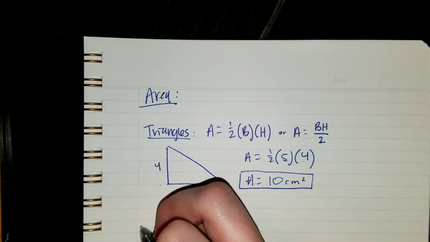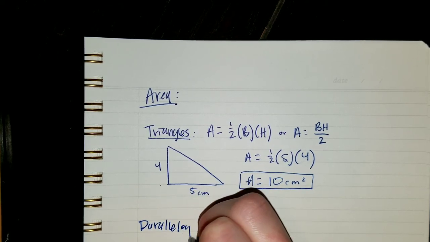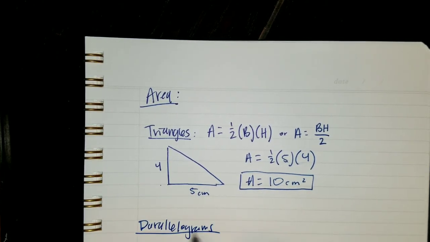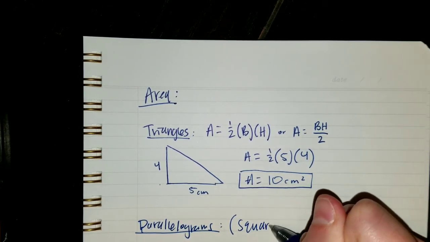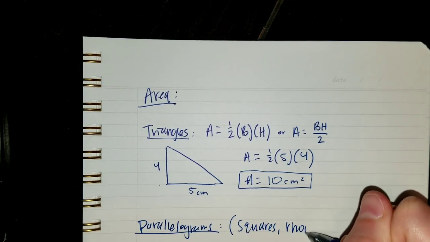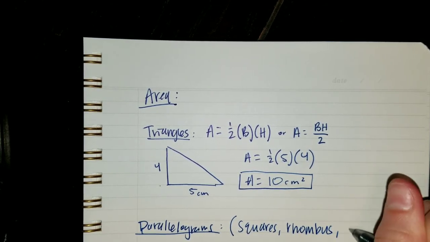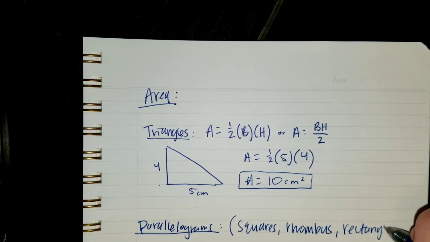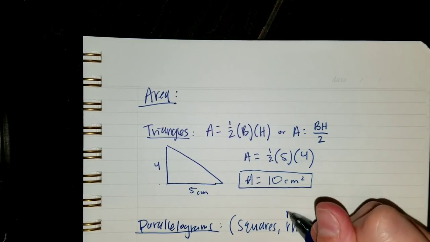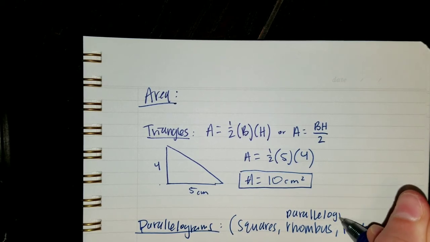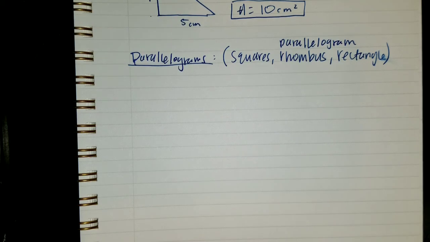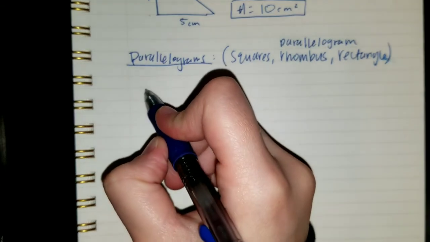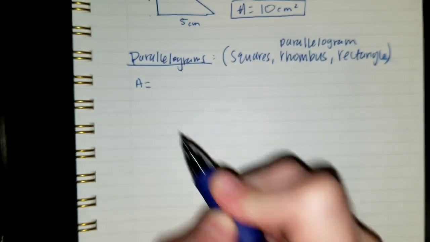Next we're going to talk about parallelograms. Remember, the types of parallelograms we have are squares, rhombus or rhombi, a rectangle, and just a parallelogram itself. It doesn't necessarily have to be any of those three. So we're going to do an example of all of them. I guess our area is what we need first.